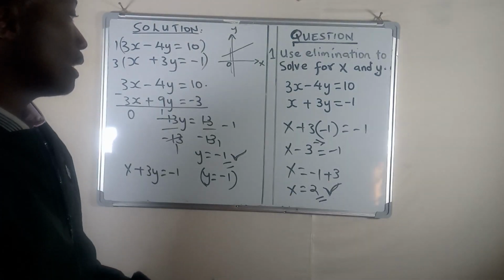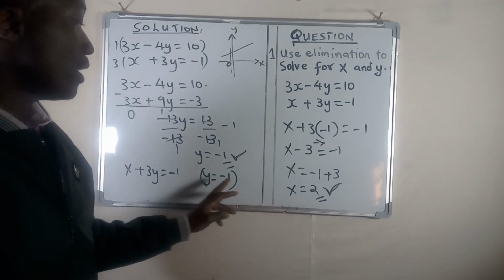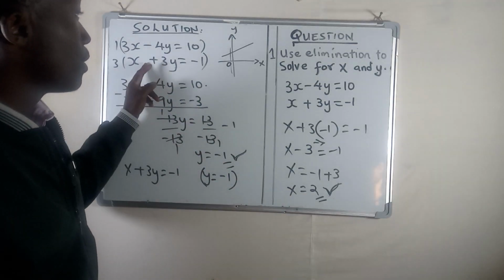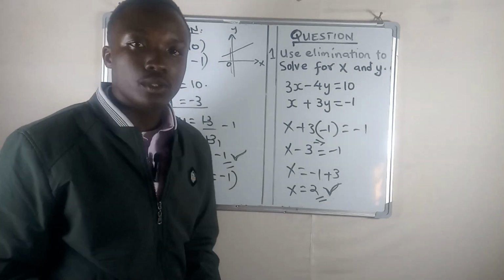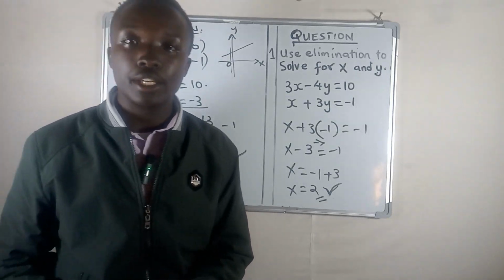You can substitute the values of x and y into your two equations, and you're going to find that these are the solutions. So that is how we solve simultaneous equations using the elimination method.